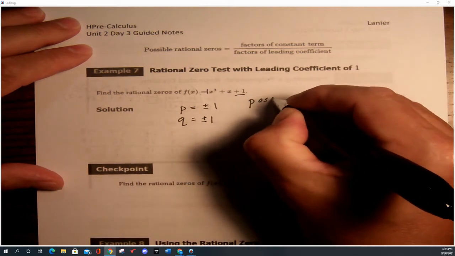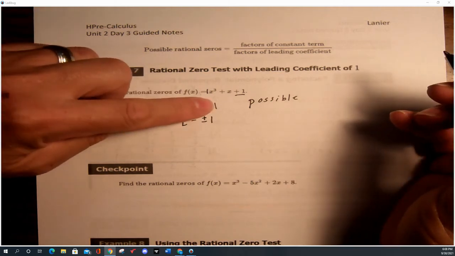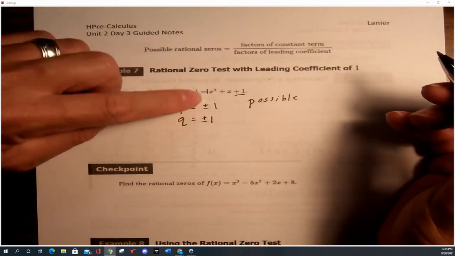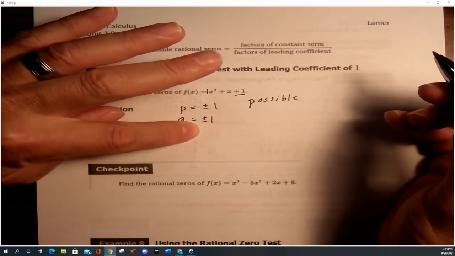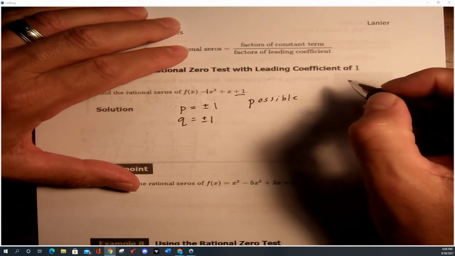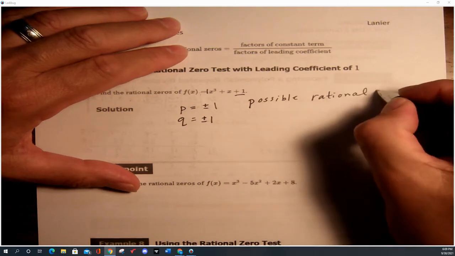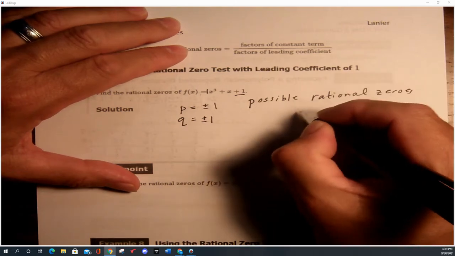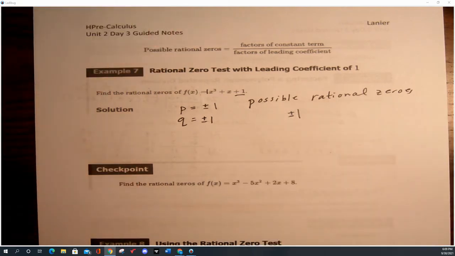Possible rational zeros consist of, more often than not, a lot more numbers here and a lot more numbers here. It will be each one of these P values over each one of these Q values. Now, I only have 1 over 1: positive 1 over positive 1, negative 1 over negative 1. So the possible rational zeros for this particular polynomial function will be either positive 1 or negative 1. So if you're looking for a rational zero for this problem, it's either going to be a positive 1 or a negative 1, or it could be both.